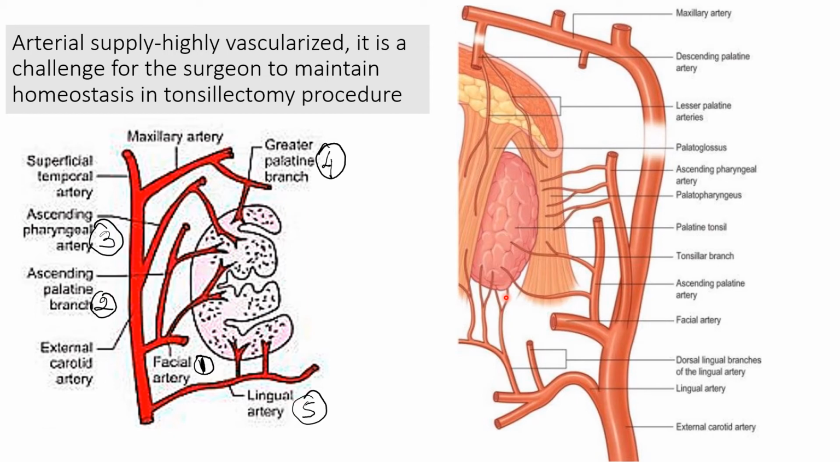This picture is depicting the same thing. The branches from the lingual artery, branches from the facial artery, the direct branch, the ascending palatine branch, and then the tonsillar branches from the ascending pharyngeal. These are the descending palatine branches from the greater palatine artery. The relation of the ascending palatine branch is important because it runs along the lateral surface of the tonsil. So while removing the tonsil, if the dissection goes a little deeper, this artery can be a cause of bleeding after removal of the tonsil.